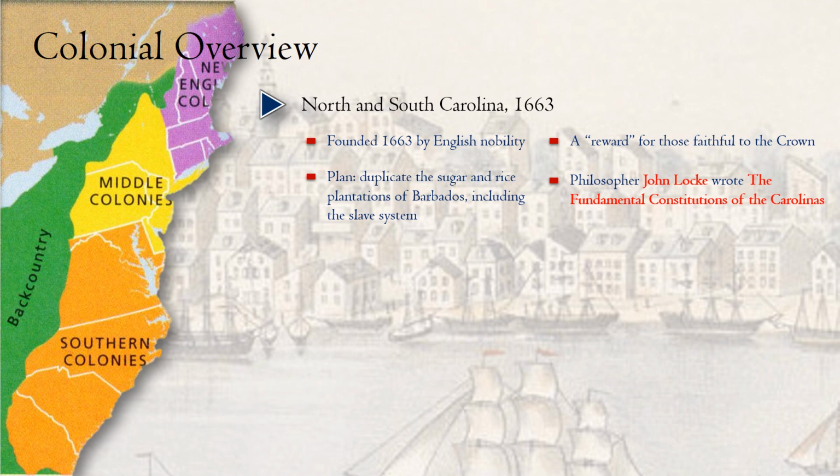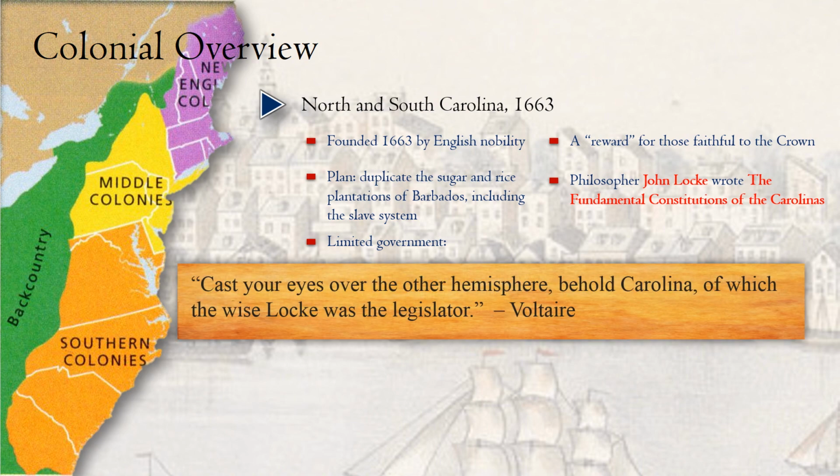When Thomas Jefferson writes the Declaration of Independence in 1776, he gives Locke full credit for its thoughts, calling it pure Locke. So John Locke is most famous for advocating limited government, or a form of government that simply cannot do whatever it wants, but is governed itself by the rule of law. The French philosophe Voltaire, who you may have heard of in another class, said, "Cast your eyes over the other hemisphere. Behold, Carolina, of which the wise Locke was legislator."